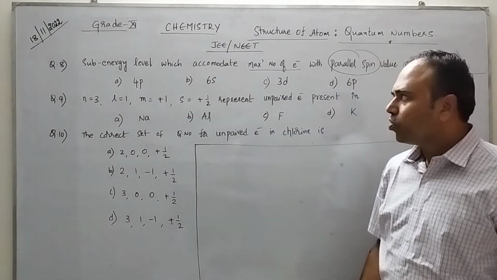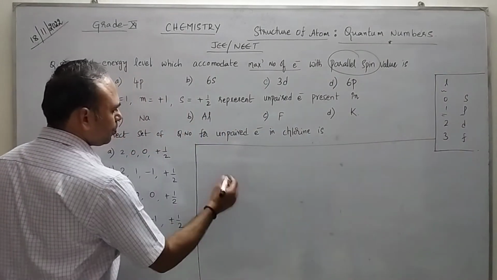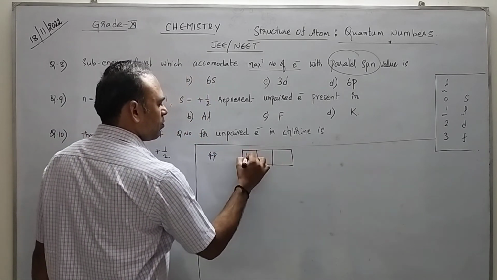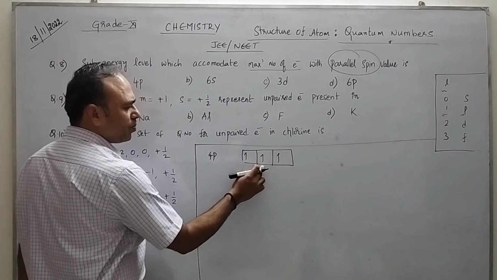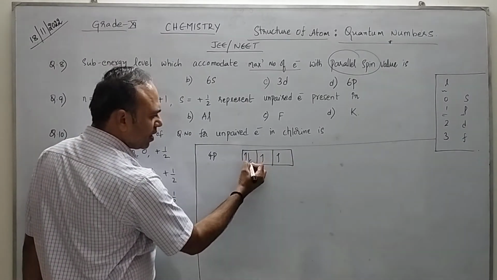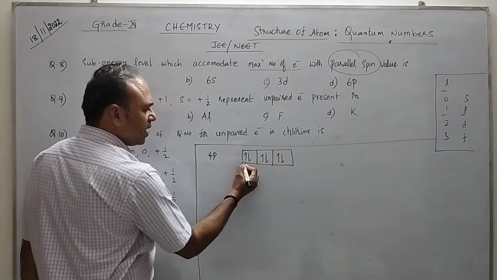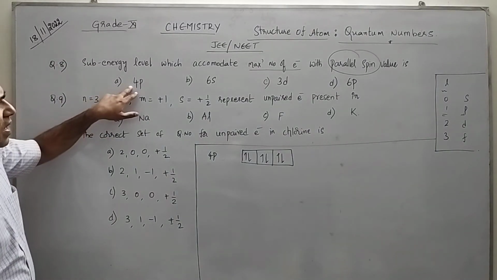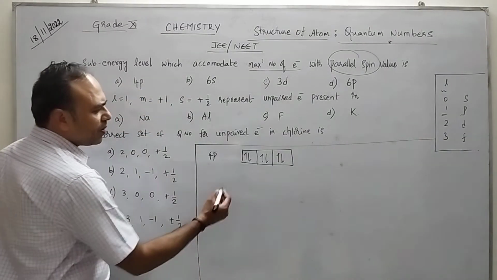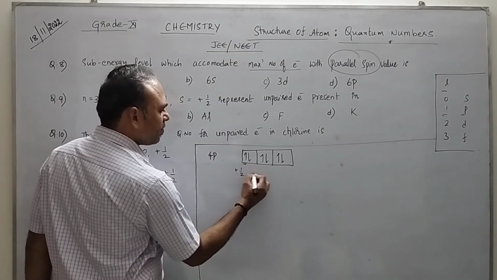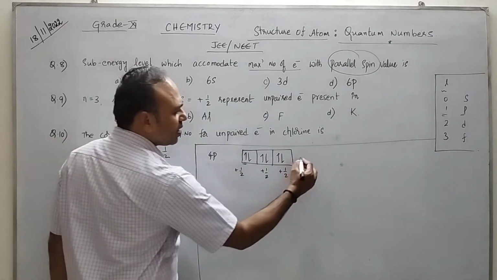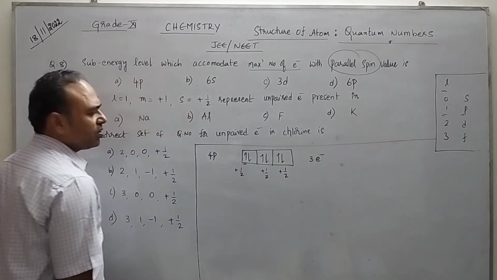First one is 4p. If you draw 4p orbitals, we get like this. These are all parallel spins, and if you put another electron anti-clockwise, it will be anti-parallel spin. So what is the maximum number of electrons with the parallel spin? This is plus half, here also plus half and plus half. So we can say that there are 3 electrons here.